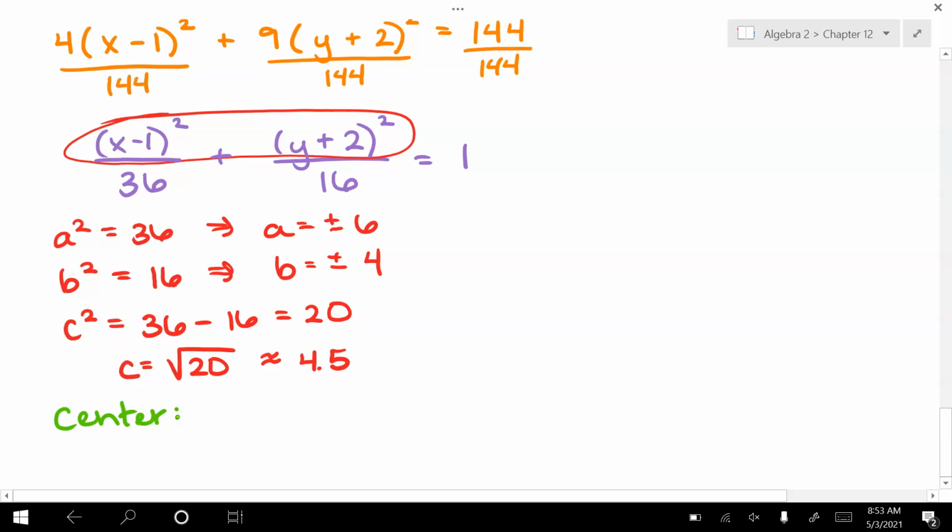Okay, what is your center for this graph if you look at just the top portion here? Make sure you pull the opposite sign than what you see. So what do you guys think? What's the center? Good. 1, -2.